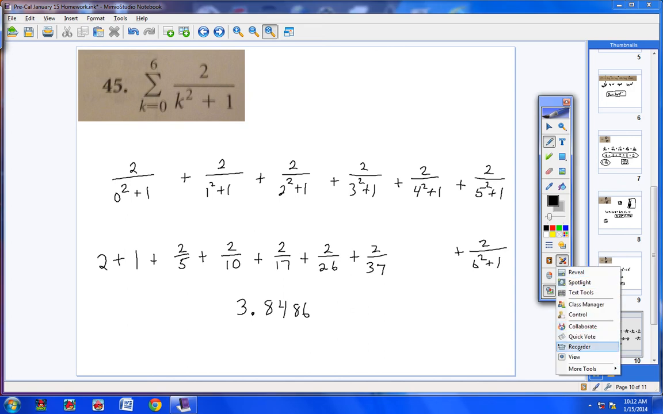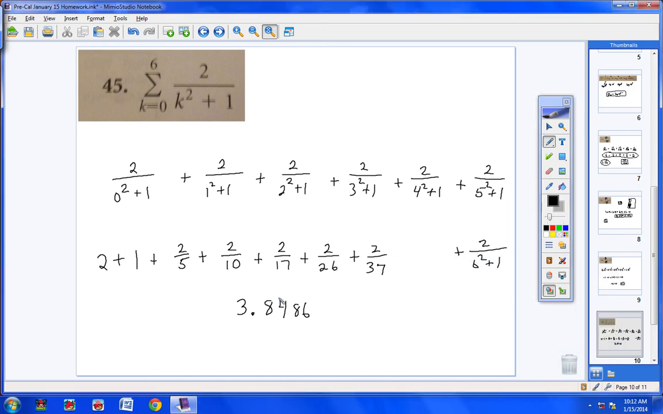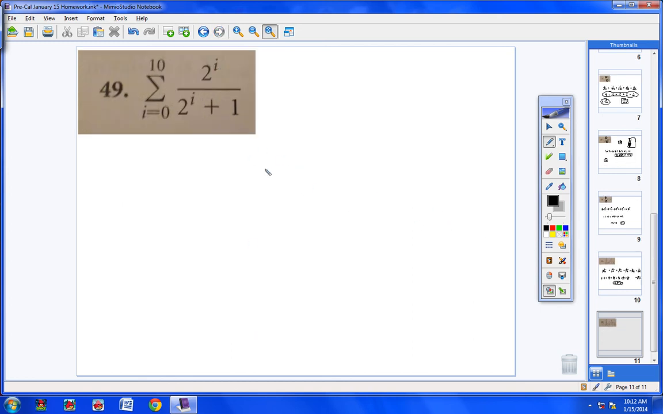3.8486, and I kind of left it there. I rounded that, but you can round wherever you want to. So there we go. All right, and last one, and we're finally done. So time for cheers on that one.